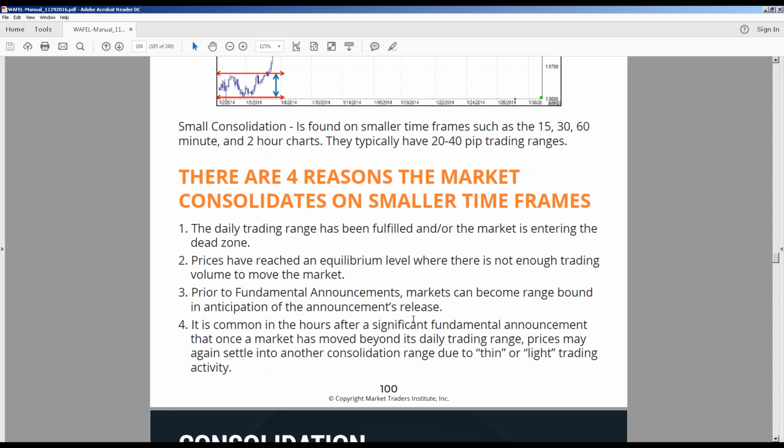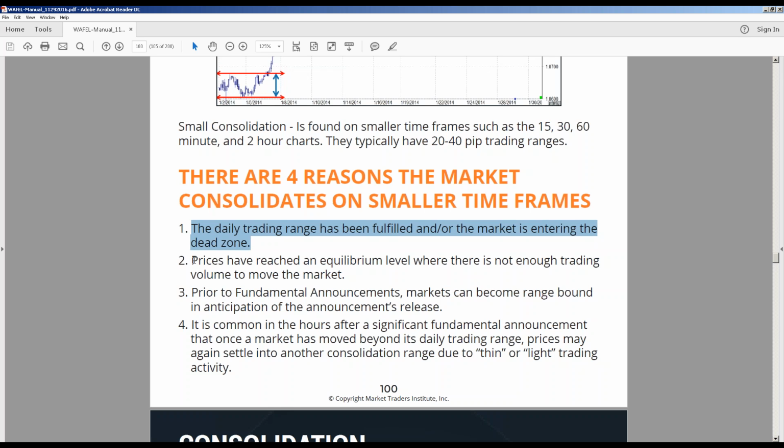Now the four reasons the market consolidates on smaller time frames could be due to the fact that the daily trading range has been fulfilled or the market is entering the dead zone. Somebody earlier this morning asked an analyst on demand what would be the best times to trade. Best times to trade would be during the active zone, which is around about from 2 a.m. Eastern Standard Time to 11 a.m. Eastern Standard Time. Rest of the time the market may be consolidating because that's regarded as being in the dead zone.